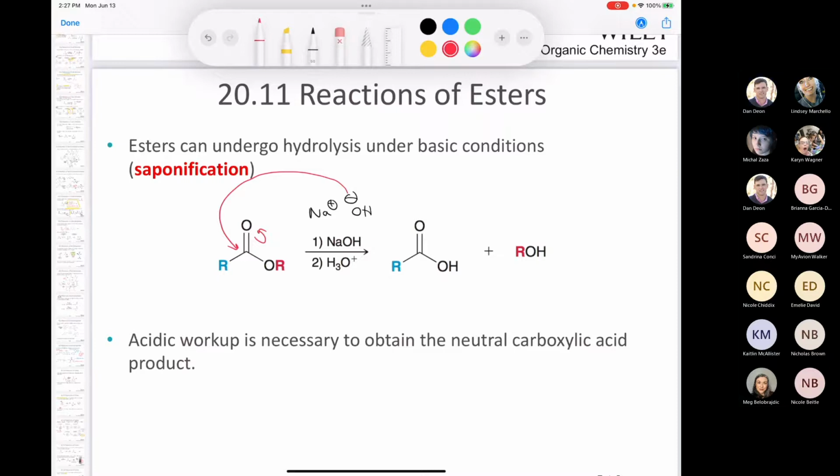Now, if you're wondering, why do you need acid in the second step? Well, notice what I just said. I said you don't form a carboxylic acid after the first step. You form a carboxylate. There's no way you could form a carboxylic acid with just sodium hydroxide, because if you did form the acid, it would be deprotonated by the strong base. And so you need the second step to do the protonation to form the carboxylic acid.